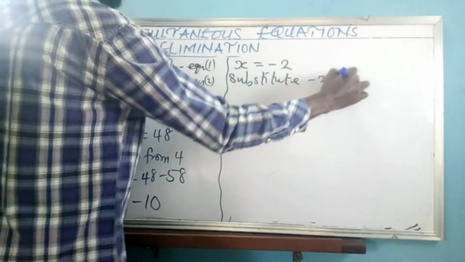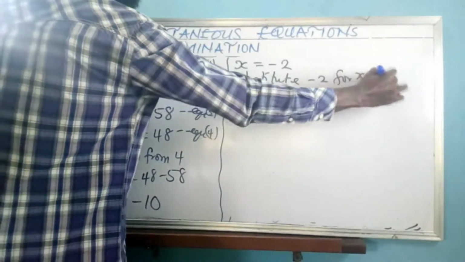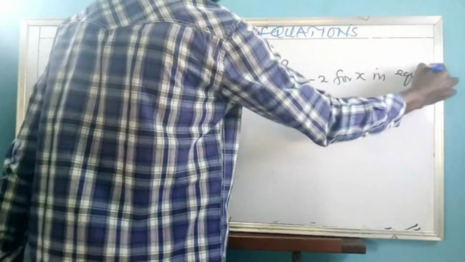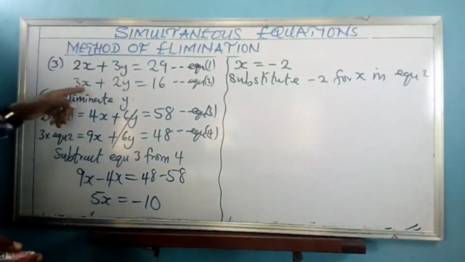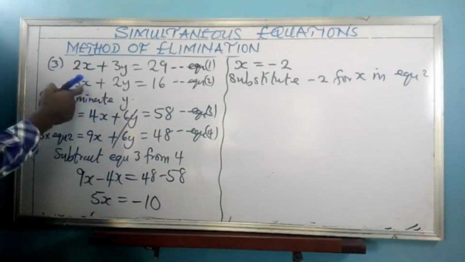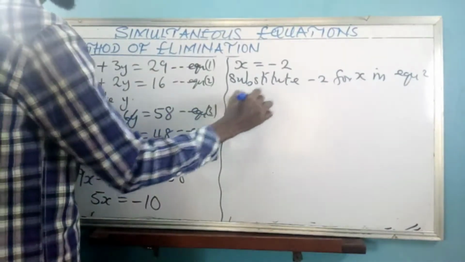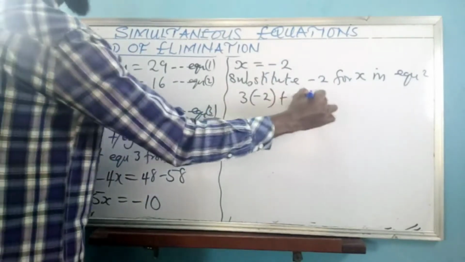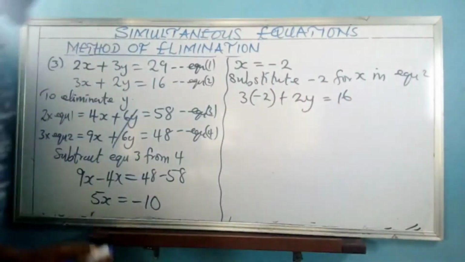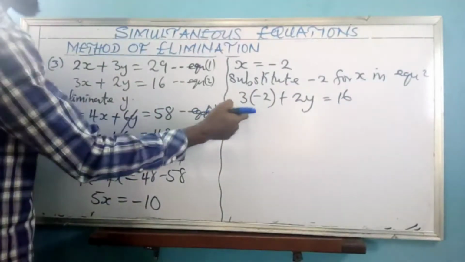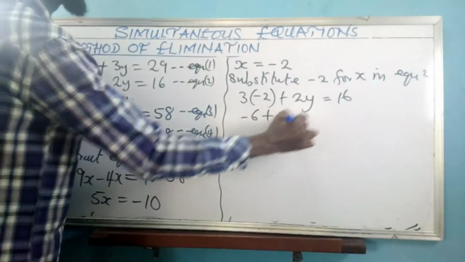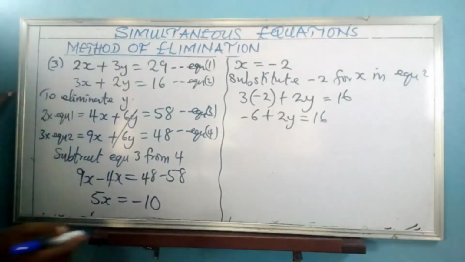So now the next thing is substitute minus 2 for x in any of the equations that you like. Let's use equation 2. I think that one is a little bit simpler. Equation 2. So we want to substitute for x. Okay, x. So we now have 3 into bracket minus 2. Don't forget it's minus 2, plus 2y is equal to 16. Okay, so let's multiply it. We have what? Minus 6 plus 2y is equal to 16.